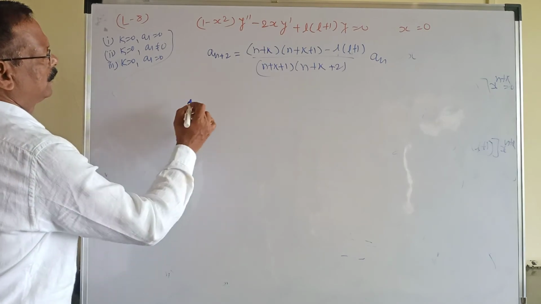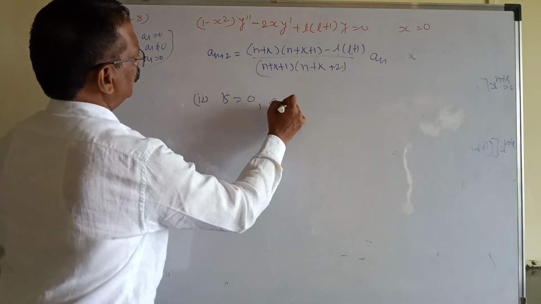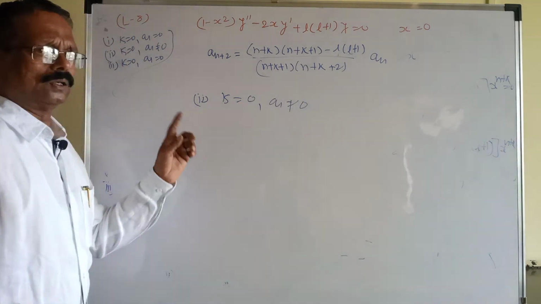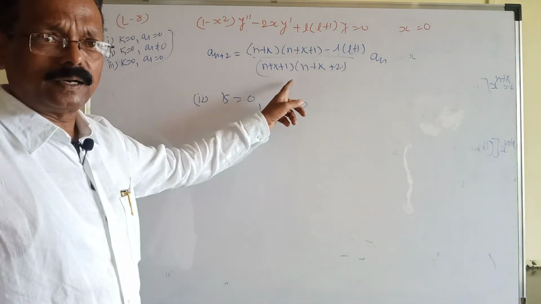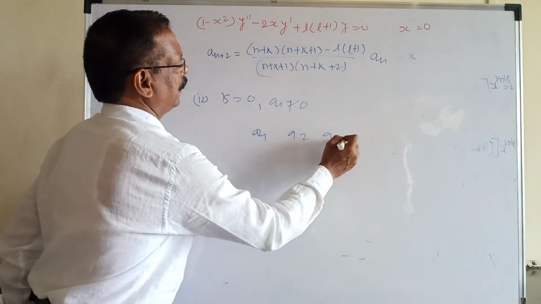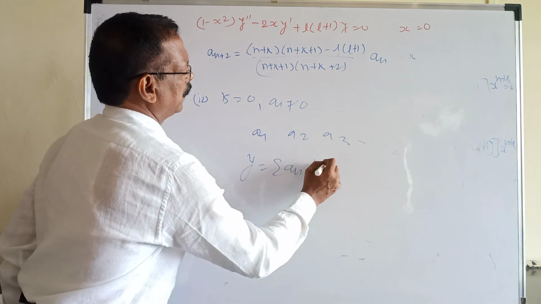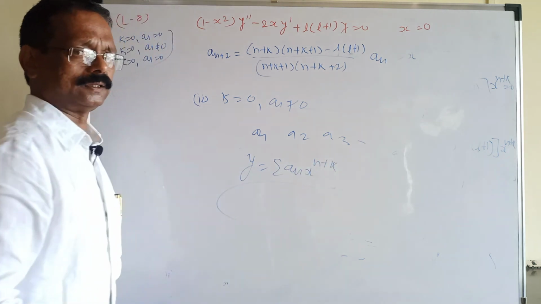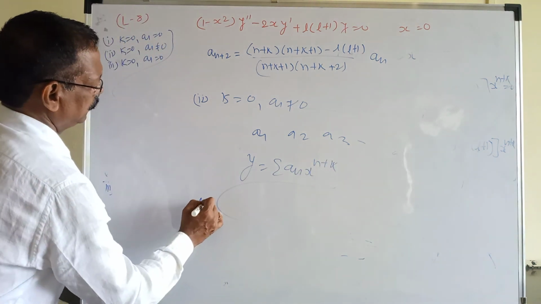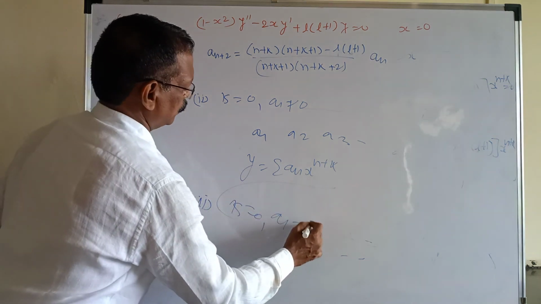Now similarly, take the second case. What is the second case? K is equal to 0, a1 is not equal to 0. Substitute this value in the recurrence relation. Solve this and you will get a1, a2, a3, and so on. So y is equal to summation of an x to n plus k, and solve these equations. Similarly, for the third case, k is equal to 0 and a1 is also equal to 0.